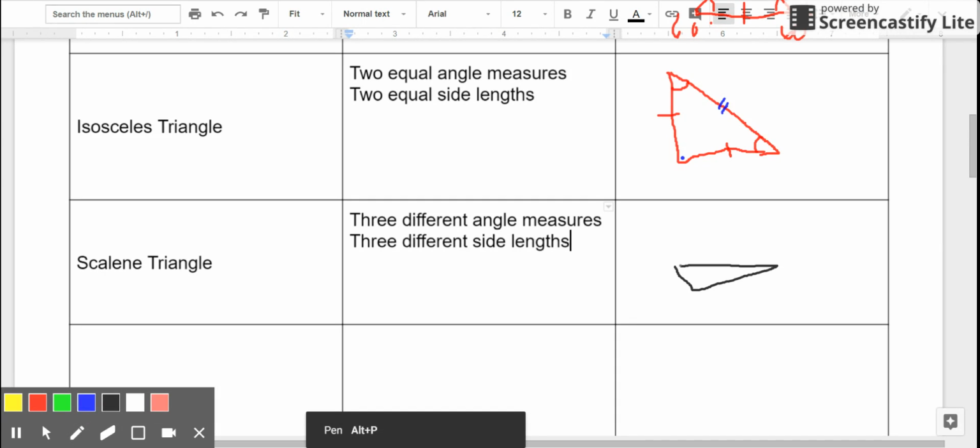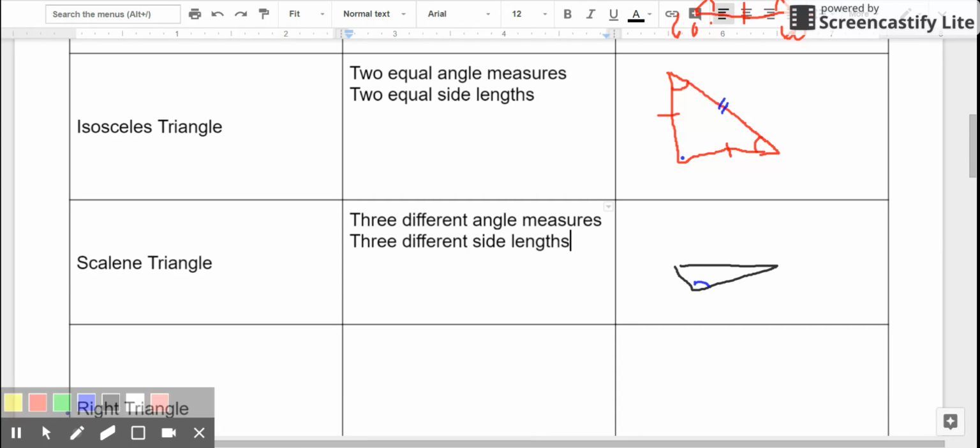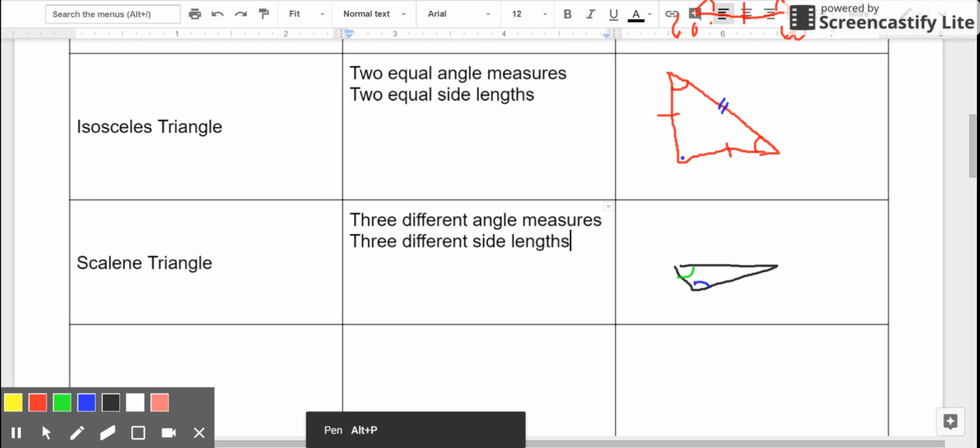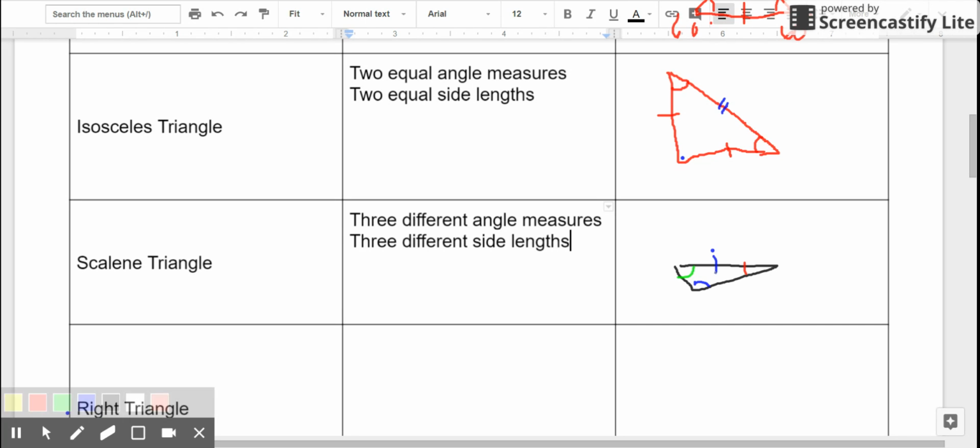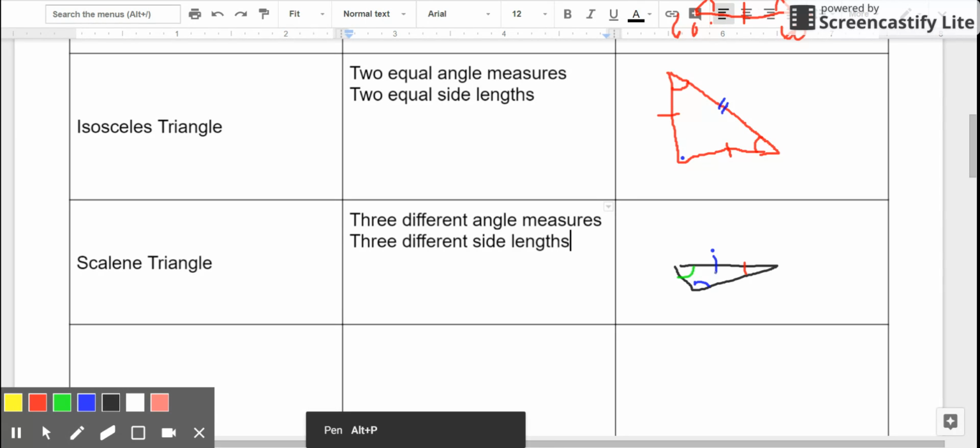So I know that this angle does not match this angle, and it does not match this angle. And this longest side does not match this medium side, which does not match this smallest side.